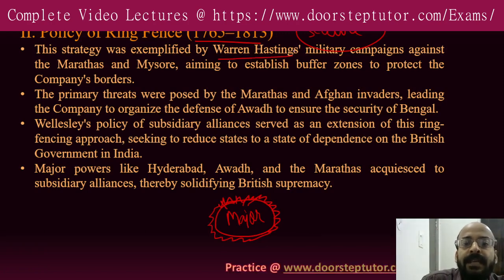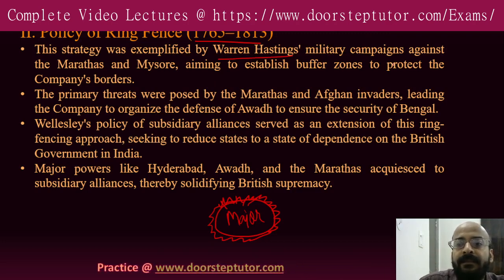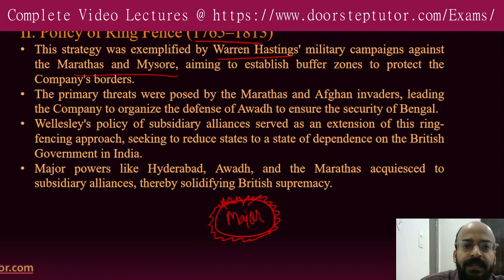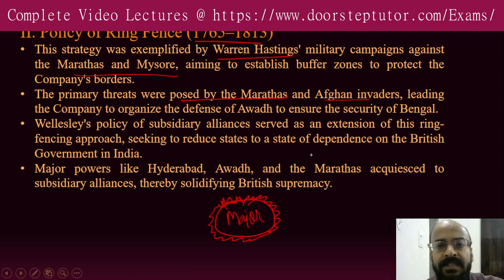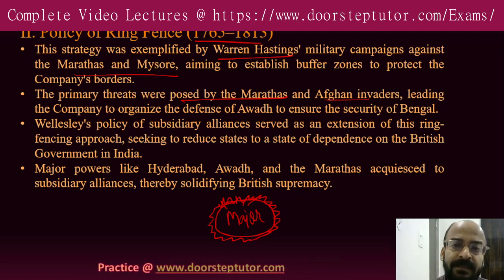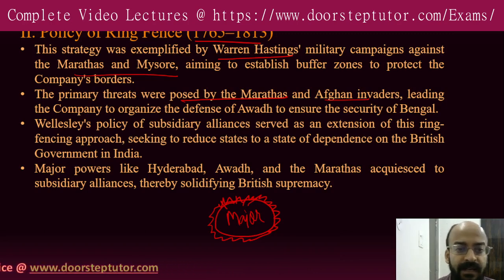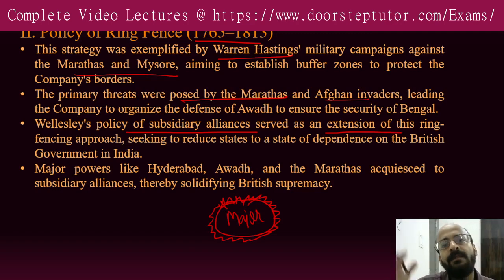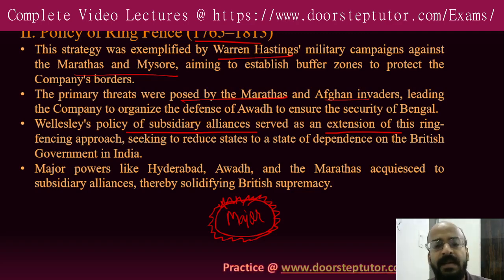This strategy was exemplified by Warren Hastings' military campaigns against the Marathas and Mysore, aiming to establish buffer zones. As I have told you, the primary threats were posed by the Marathas and Afghans. That is why Awadh was a buffer state after the 1765 Battle of Buxar against the Afghans. And southern Indian states were used as buffer states against the invading forces of the Marathas. Wellesley's policy of subsidiary alliances served as an extension of this ring fence approach. Subsidiary alliance means you have to accept the sovereignty of the British, and you accept a British resident.